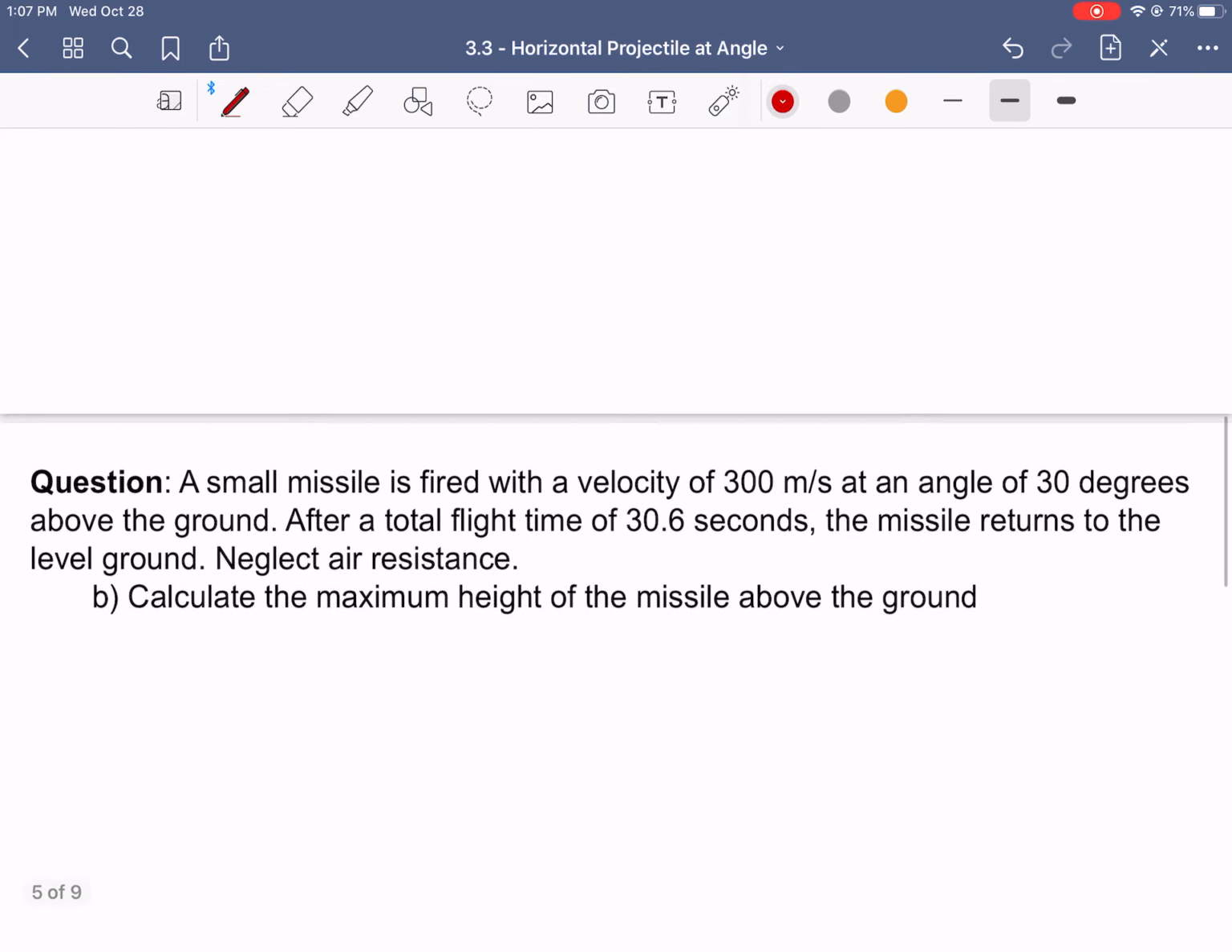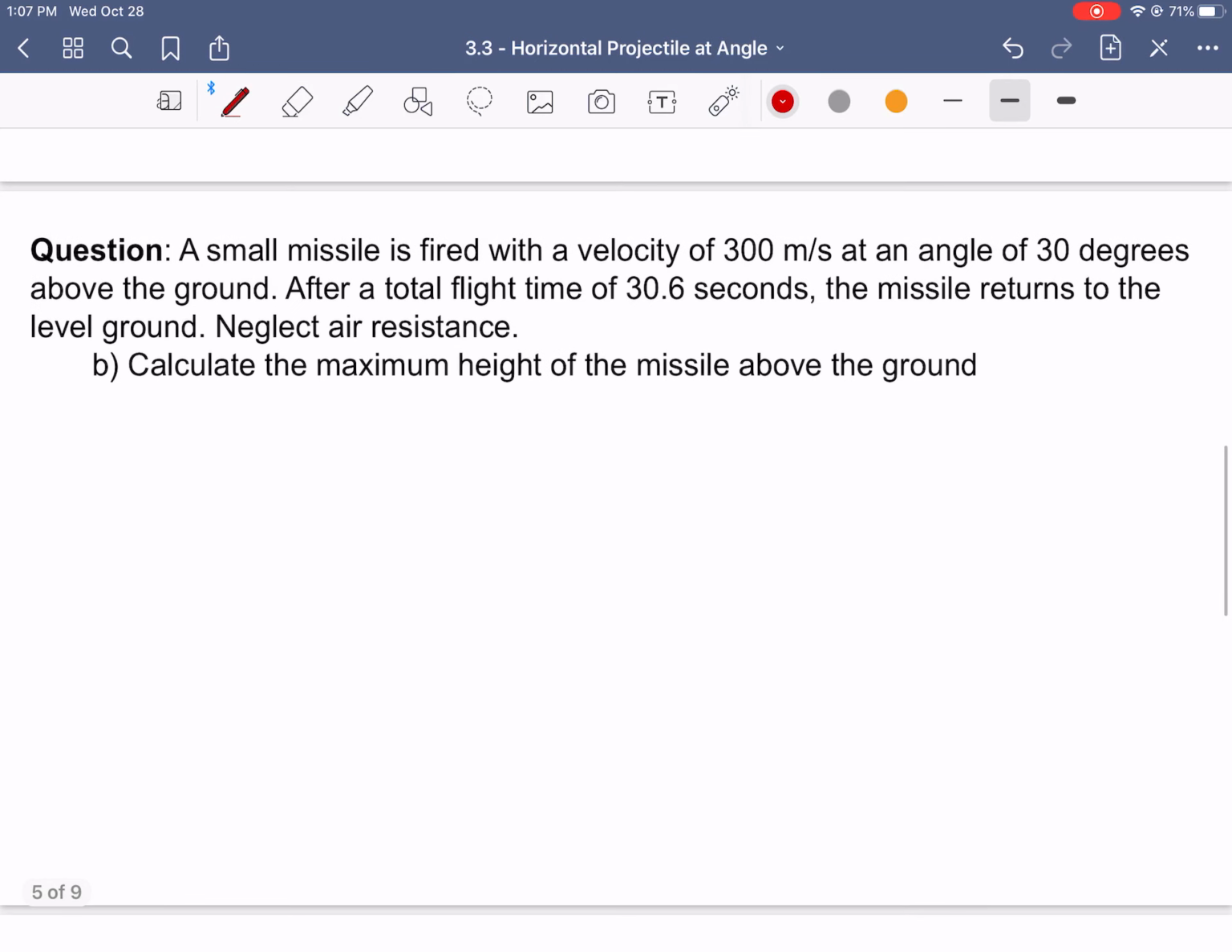Moving on to the second part. It says calculate the maximum height of the missile above the ground.